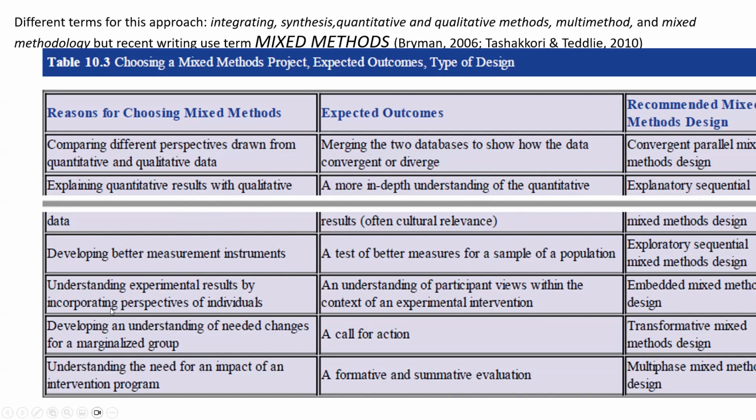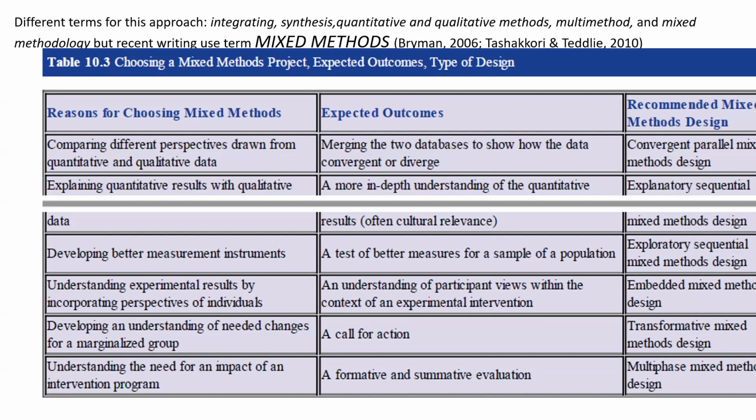Understand experimental results by incorporating the perspective of individuals means you do an experiment and you collect qualitative data from that. So it will be embedded. You are embedding a mixed method design. You are applying qualitative in that experiment. For example, you have pre-test and post-test results, and you will ask why that pre-test and post-test is different. What is influencing those results? If you ask qualitative questions in that way, you are embedding qualitative inside the experiment.